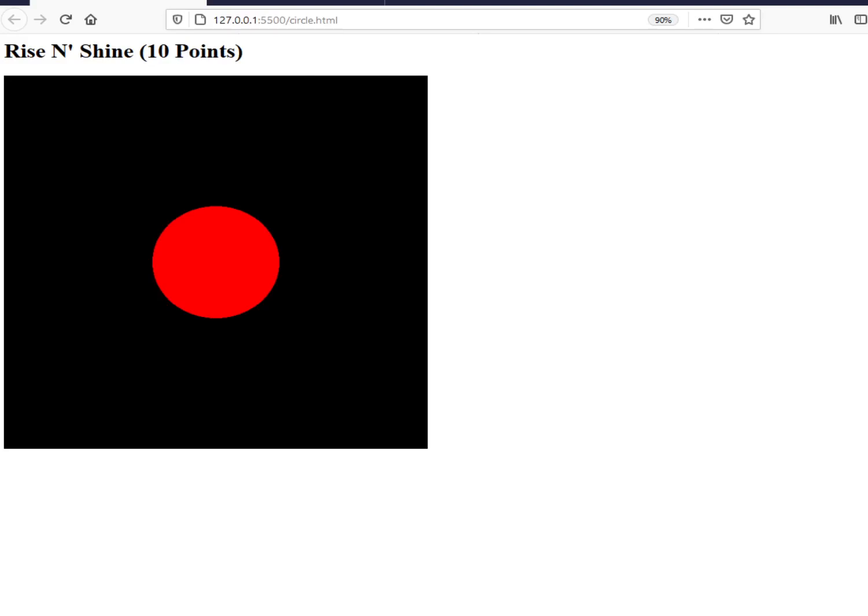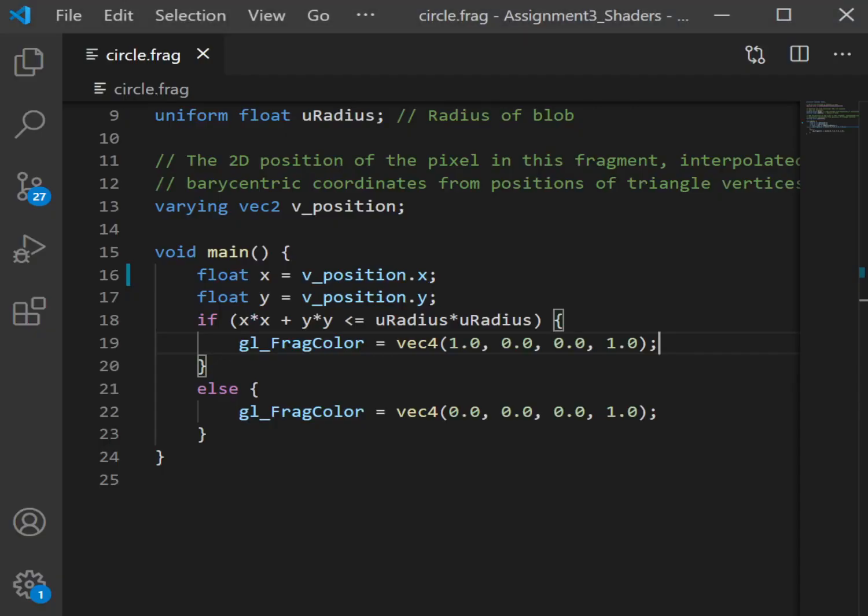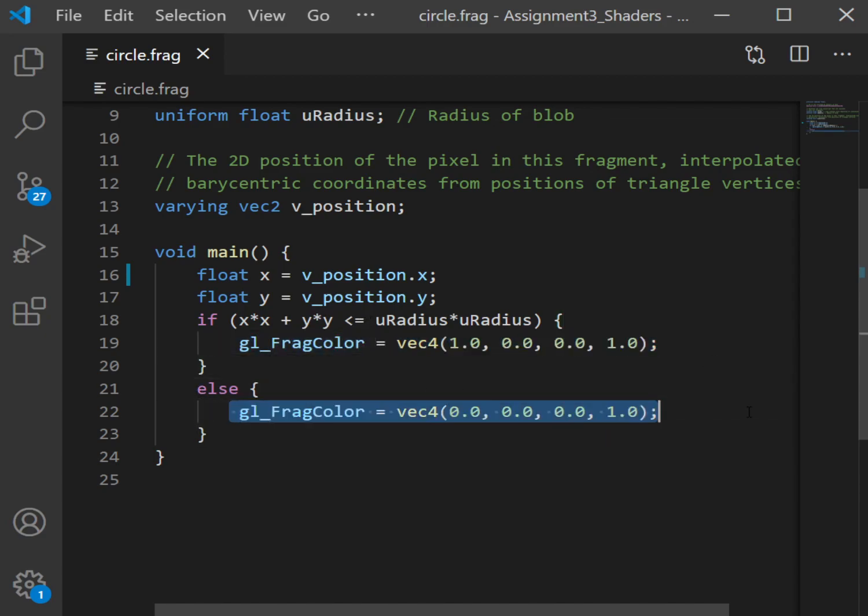So there's something I forgot to go over in class on Wednesday that I want to do real quick. Remember we were able to draw this circle with a shader by seeing if a pixel was inside the circle and drawing it red if so. If I look back at the code, I was saying if x squared plus y squared is less than or equal to the radius, then I'll have it be red. Otherwise, I'll have it be black.